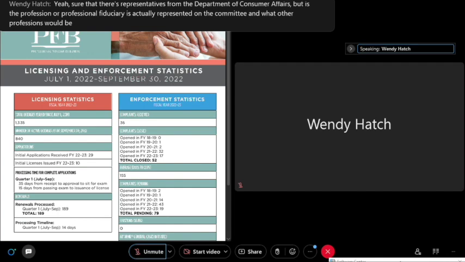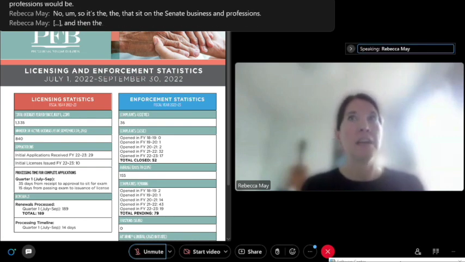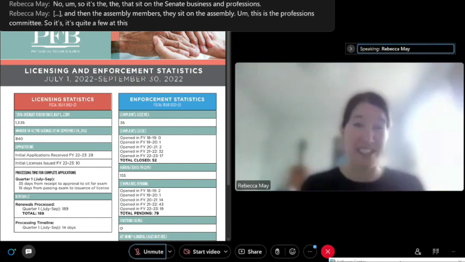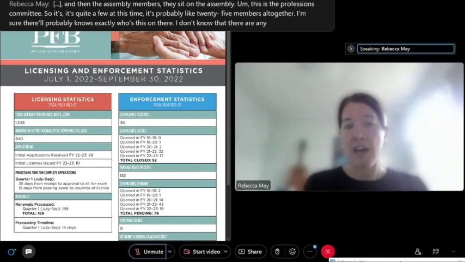No, so it's the legislators that sit on the Senate Business and Professions Committee, and then the assembly members that sit on the Assembly Business and Professions Committee. So it's quite a few at this. It's probably like 25 members altogether. I'm sure Daryl probably knows exactly who sits on there. I don't know that there are any legislators that are licensees.